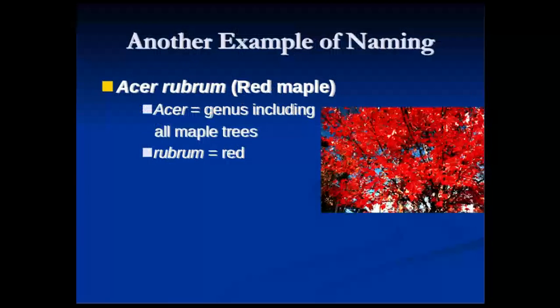All right. A couple of other examples. The Acer rubrum. Acer is a type of maple tree, and rubrum is red. So the red maple. All right.